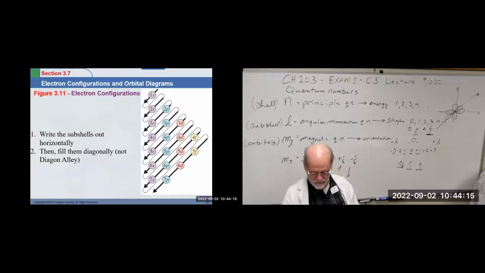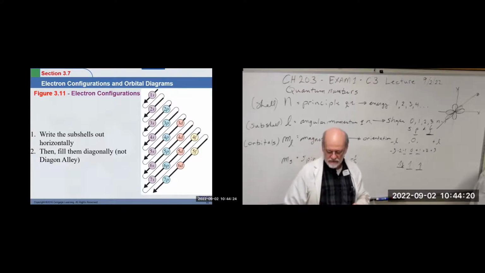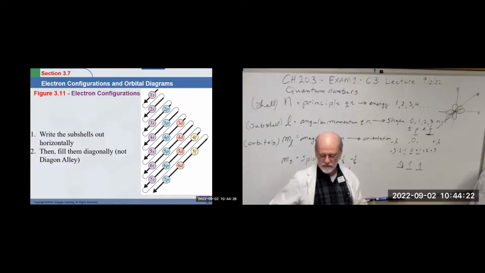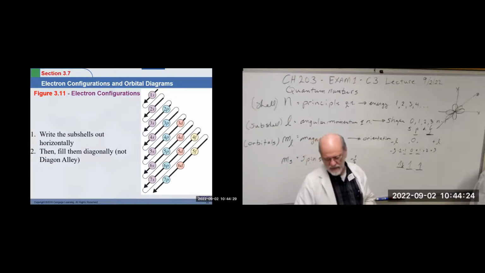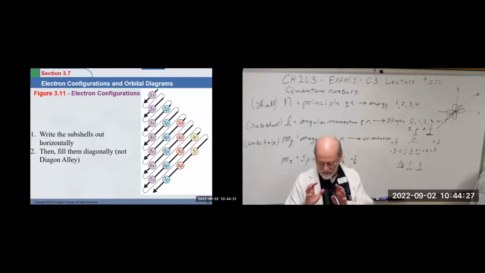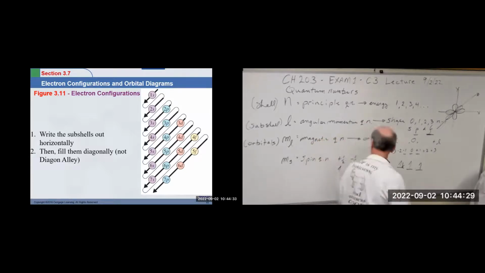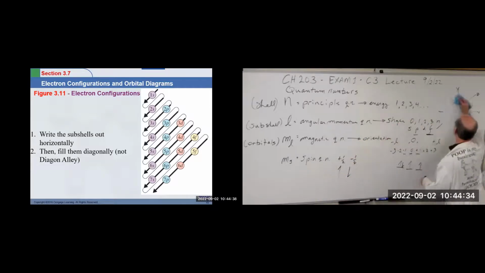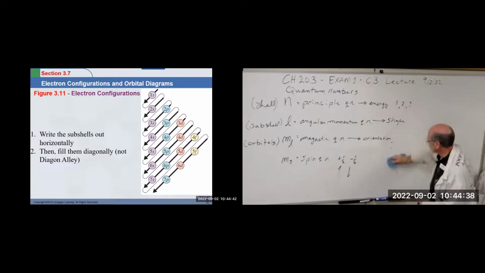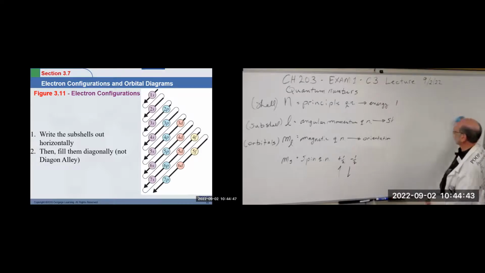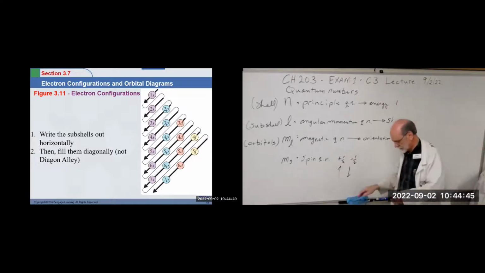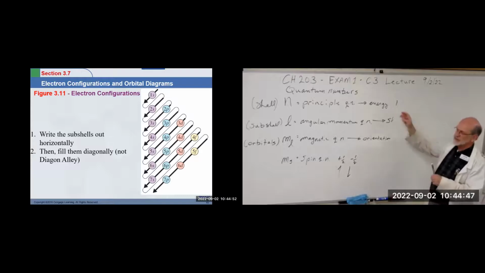The next one, this one, is a method that is almost foolproof for filling orbitals. Okay, there's a lot of information there that may not make sense. So let me erase some of this. And we use a shorthand for the electronic structure of atoms. The first number is the principal quantum number.